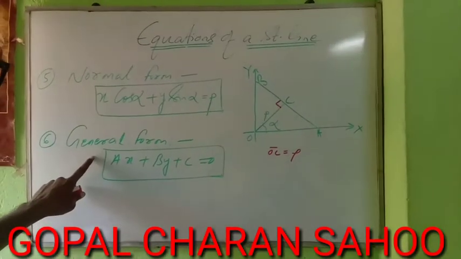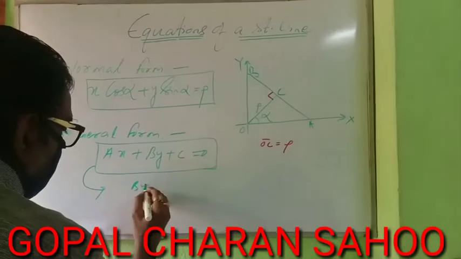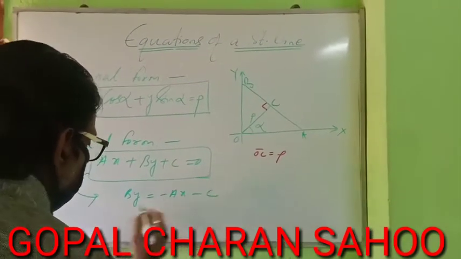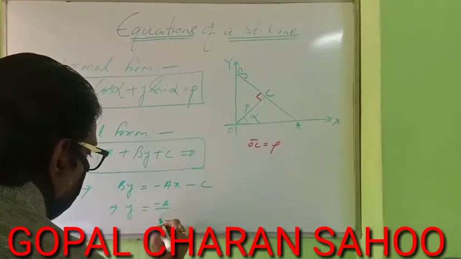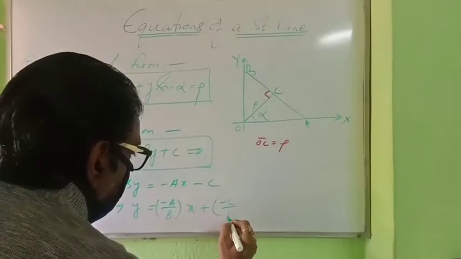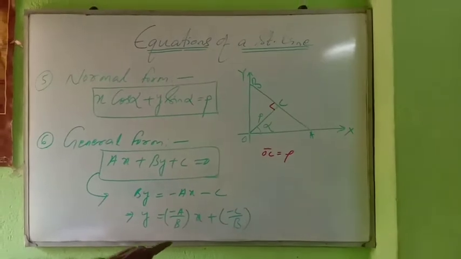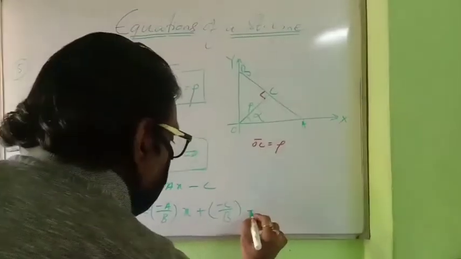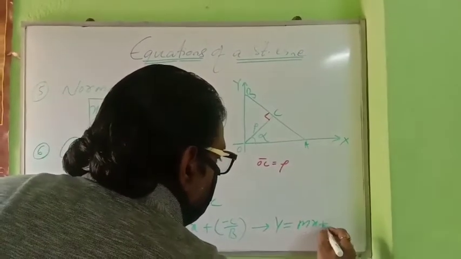Suppose the general equation of the line is given. How to find the slope? Keep by here and take the remaining part to that side. This will be minus ax minus c. Then y will be how much? Just divide by b: y = (minus a by b) x + (minus c by b). This minus a by b is the slope of the line. This is equivalent to y = mx + c.